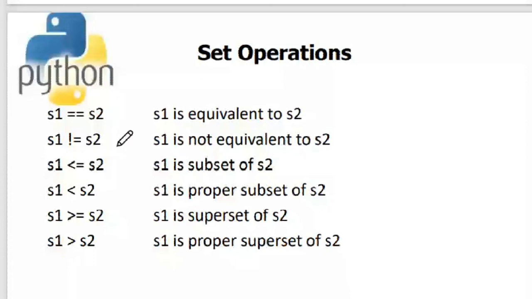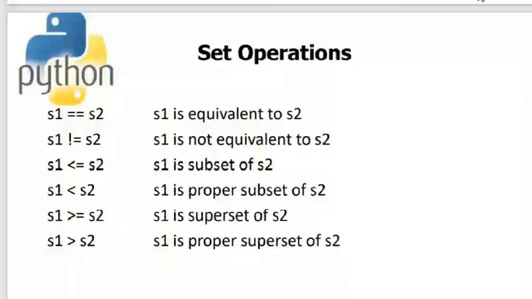Then I'm saying S1 less than or equal to S2, which checks for equality as well. If I'm saying S1 less than or equal to S2, it means that S1 is a subset of S2. I hope everybody knows these concepts of subsets and supersets and proper subsets. These are very important for your understanding. It's a basic mathematics thing.